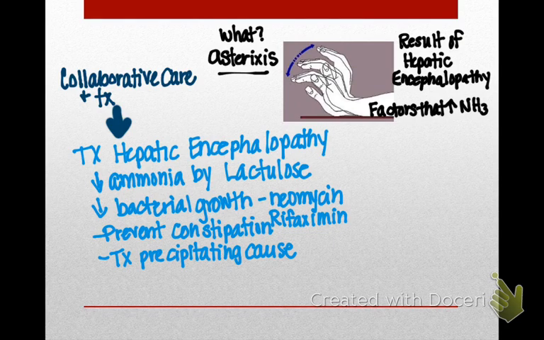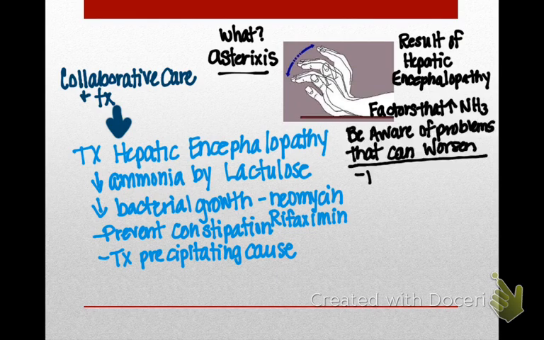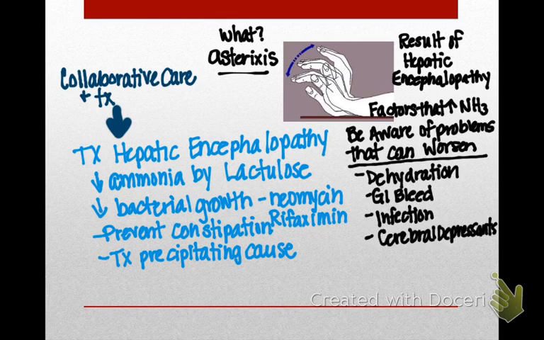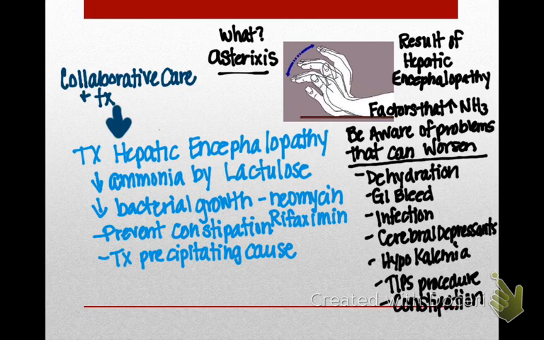So, factors that increase NH3 or ammonia. Beware of problems that can worsen it, such as dehydration, GI bleed, infection. This is right from that chart in your book. Hypokalemia, cerebral depressants, TIPS procedure, because it's totally bypassing the liver, and constipation. So all of those things can worsen or precipitate hepatic encephalopathy. Lactulose is a great treatment for it, right? Rifaximin, neomycin.